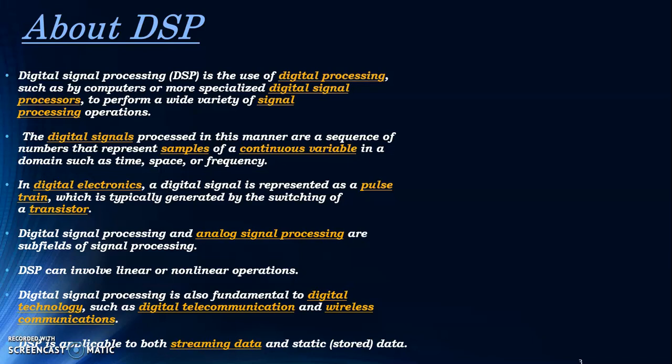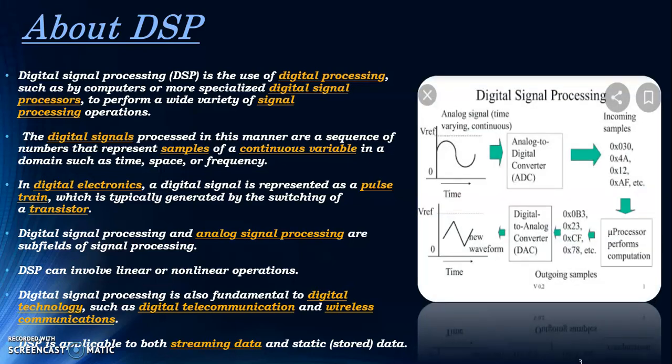Digital signal processing and analog signal processing are subfields of signal processing. DSP can involve linear or non-linear operations. Digital signal processing is also fundamental to digital technology such as digital telecommunication and wireless communications. DSP is applicable to both streaming data and static stored data. And here's a figure of digital signal processing, showing the analog signal, incoming samples, outgoing samples, and the time taken by it.